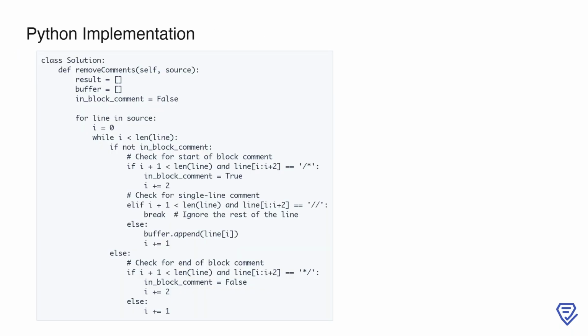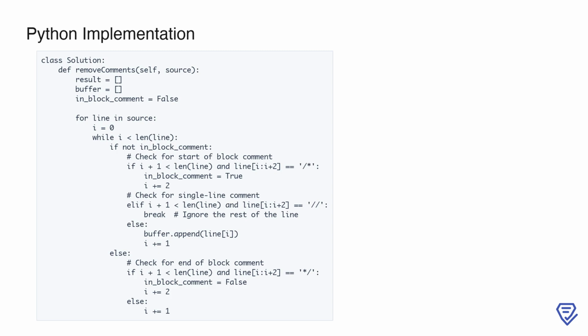Here, we define a class named Solution and implement the method removeComments, which takes a list of strings, each representing a line of code. To store the processed output, we initialize an empty list called result. Additionally, we use a buffer list to temporarily hold characters from the current line, and we introduce a Boolean variable in_block_comment to keep track of whether we are inside a block comment.